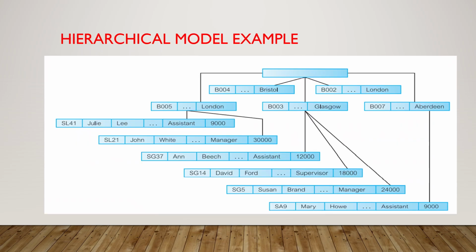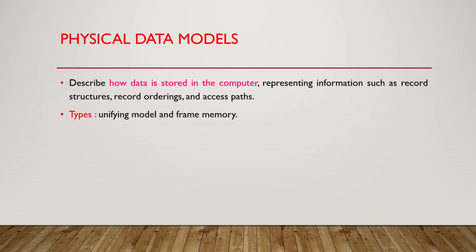Hierarchical model example. For example, it's like a family tree, with parent-child relationships. From a parent, the child classes will be defined, and from a child, a number of other child classes will be developed. It's a hierarchical structure, and that's what is called the hierarchical model. We can split it from top to bottom. This is what is called the hierarchical model. Physical data model describes how the data is stored inside the computer. Types include unifying models and frame memory.